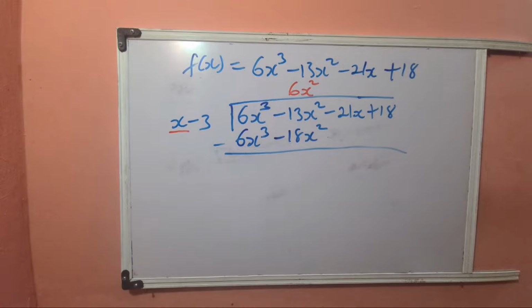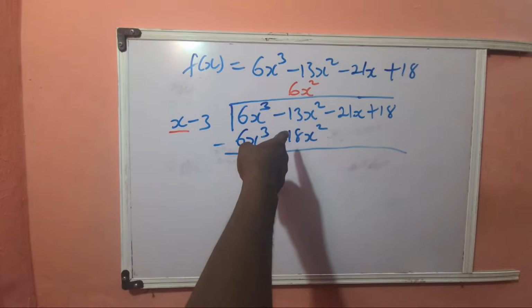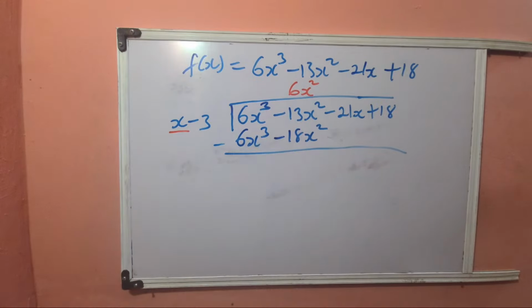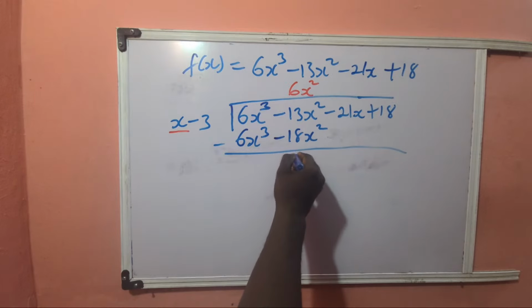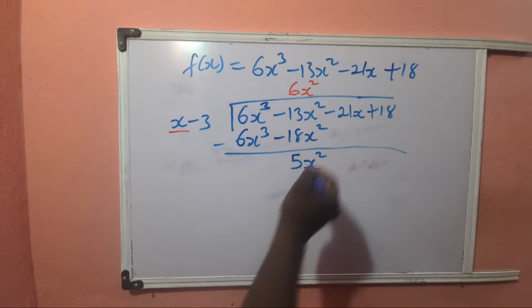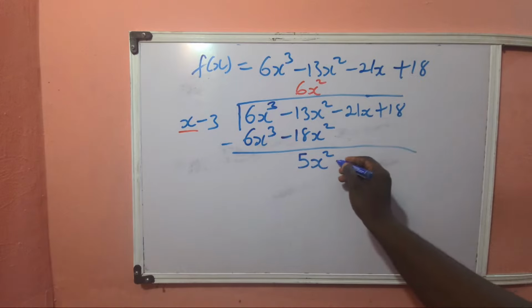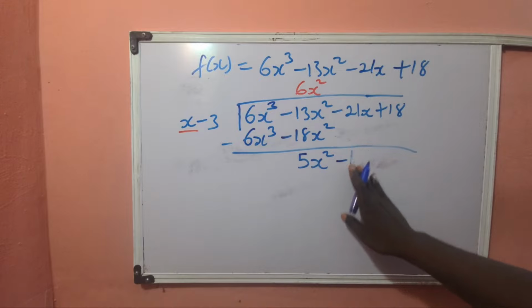So what are we left with here? We're left with minus 13x squared minus minus 18x squared. So that will be 5x squared that we will be having. If you have an issue with that, you can punch that on your calculator. Minus 13 minus 18. All right, so you go on to bring these other values down here.